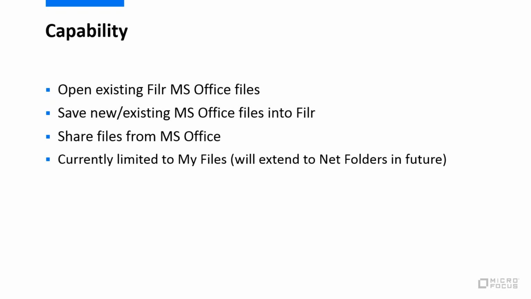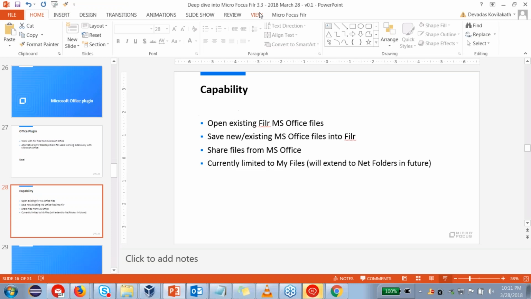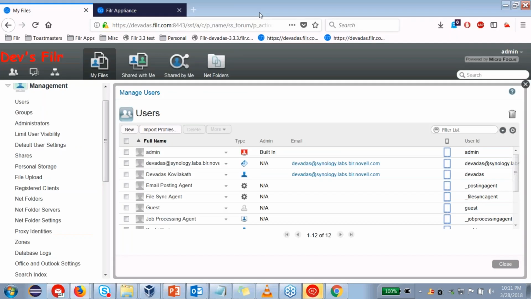Note that I missed calling this out: apart from zoning and file request, all other features are available for the Standard edition also. So the Linux client as well as the Office plugin are available to customers who are currently running on Filr Standard. Let me take you through a quick demo of this.